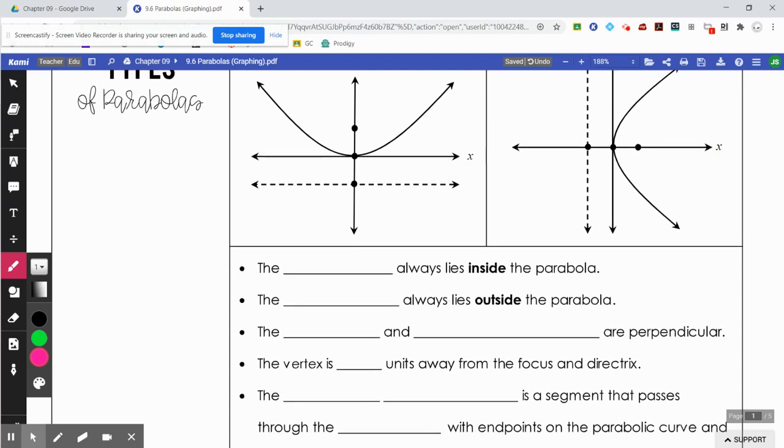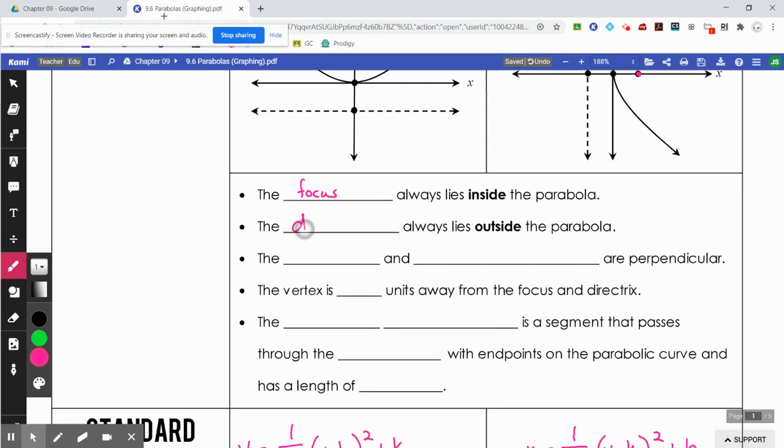The blank always lies inside of the parabola, and that would be the focus. And we can see the focus right here, and we see the focus of this parabola right here. It always curves around those foci, as with any of these conic sections. Conic sections always curve around the foci or the focus. The blank always lies outside of the parabola. That would be your directrix.